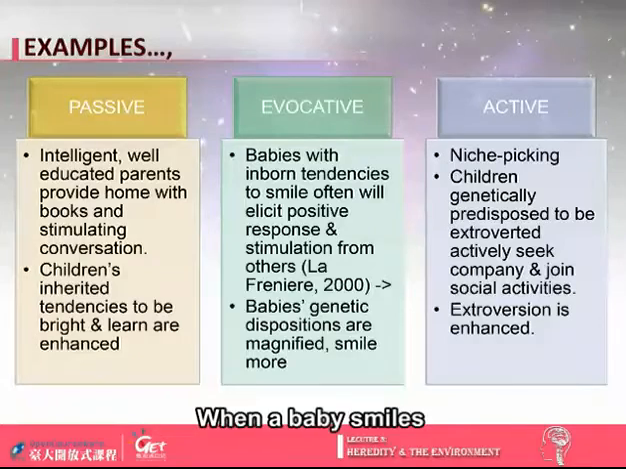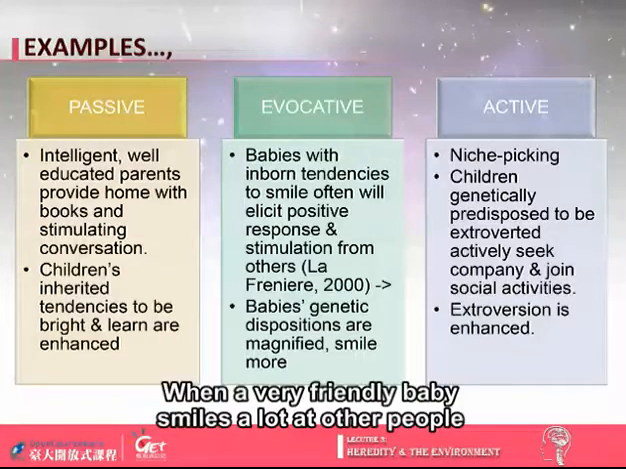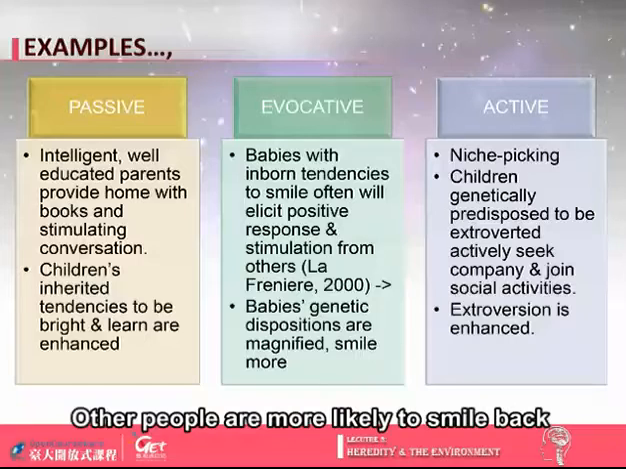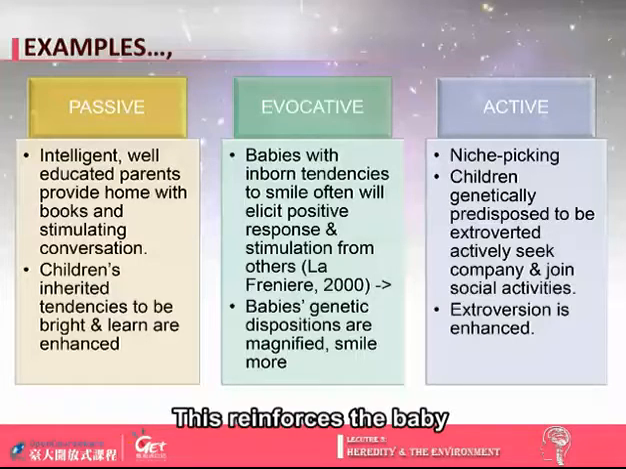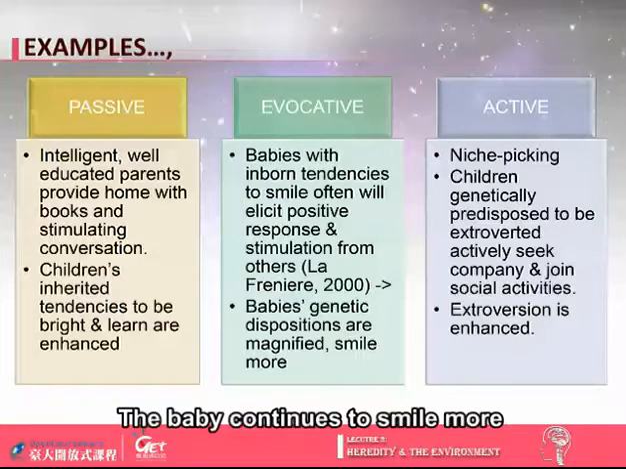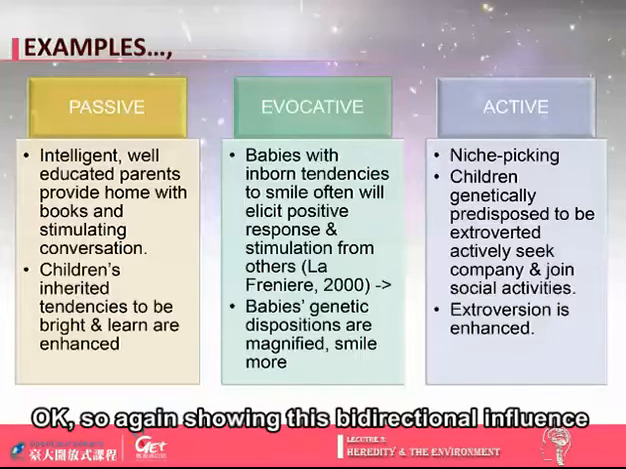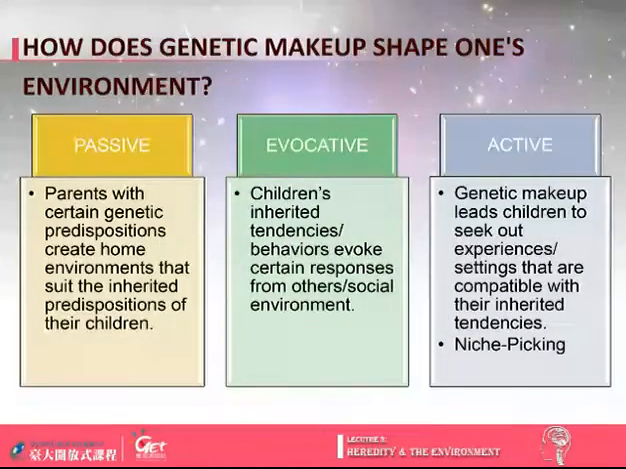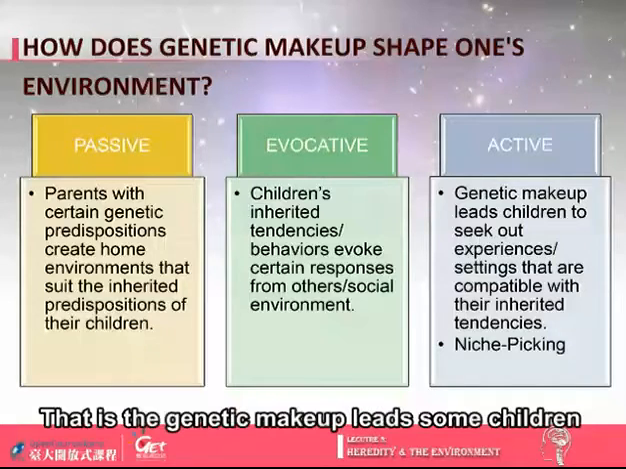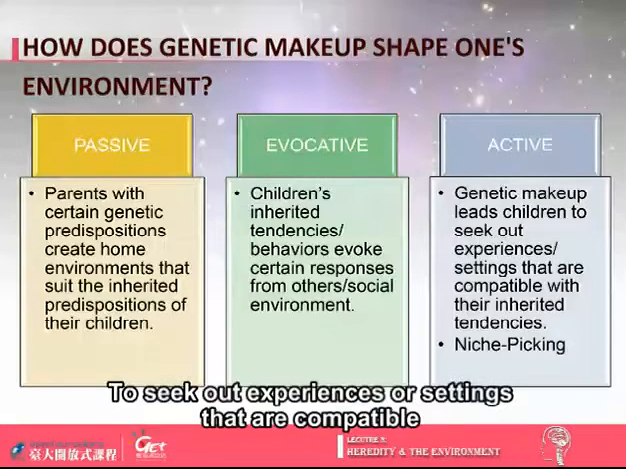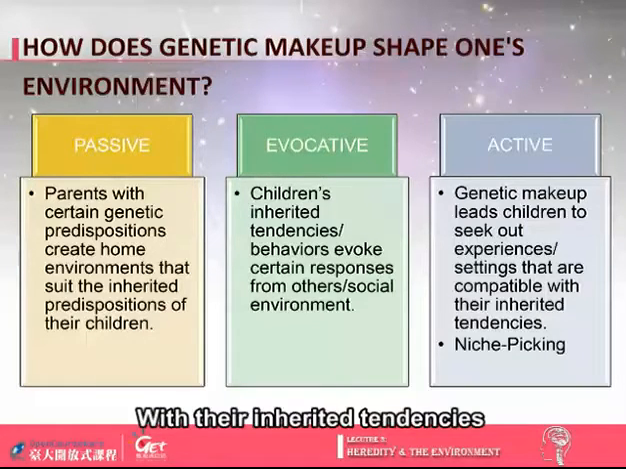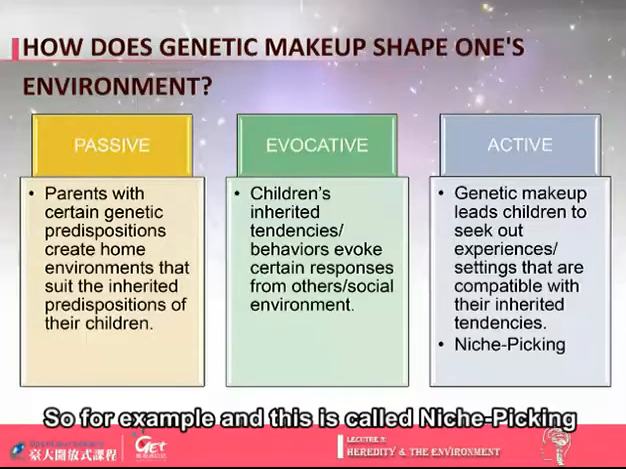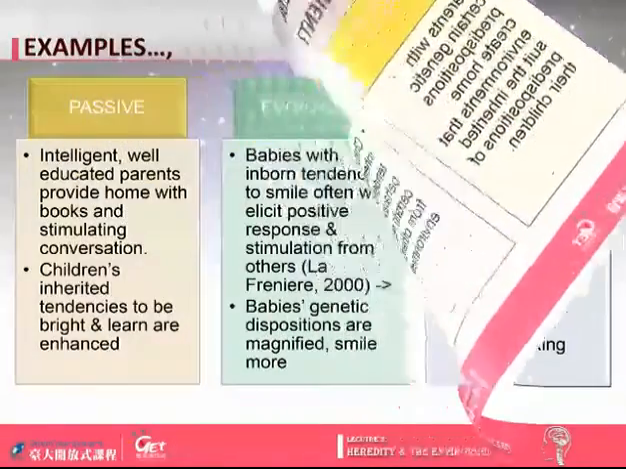When a very friendly baby smiles a lot at other people, they are more likely to smile back. This reinforces the baby, who continues to smile more. Okay? So again, showing this bidirectional influence. The third process is active. That is, the genetic makeup leads some children to seek out experiences or settings that are compatible with their inherited tendencies. So, for example, and this is called niche picking.